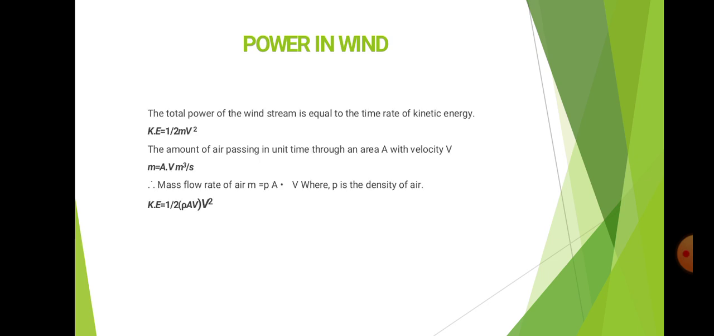The total power of the wind stream is equal to the time rate of kinetic energy. Already we know that the formula for kinetic energy is half m v squared. The amount of air passing in unit time through an area A with velocity V is A V meter cube per second. So the mass flow rate m equals rho A V, where rho is the density of air. So the power is kinetic energy equal to 1 by 2 rho A V into V squared.